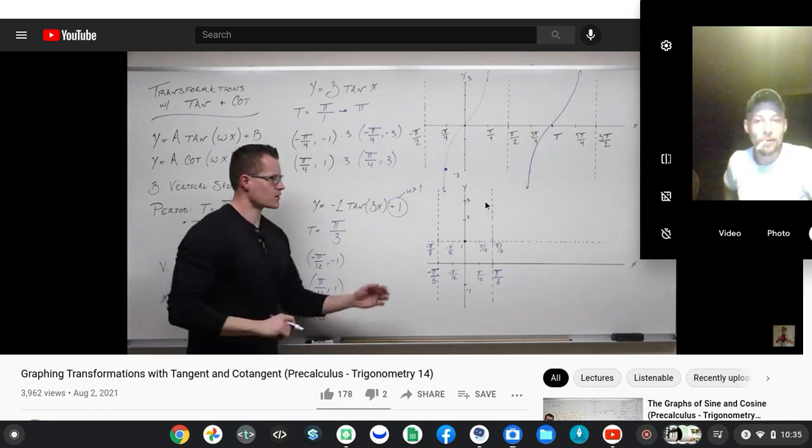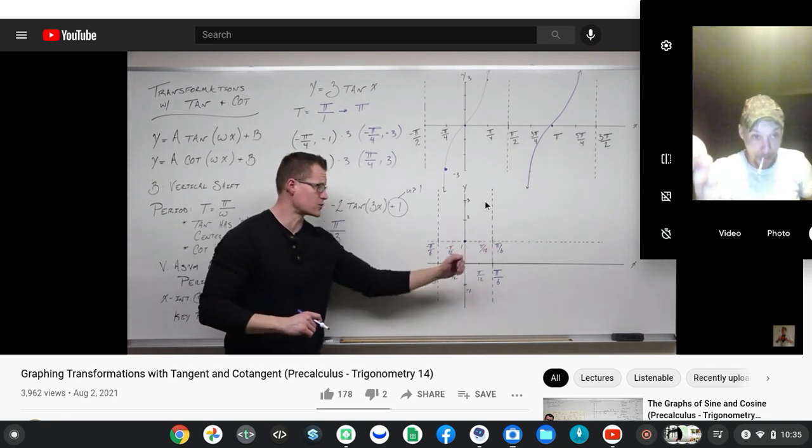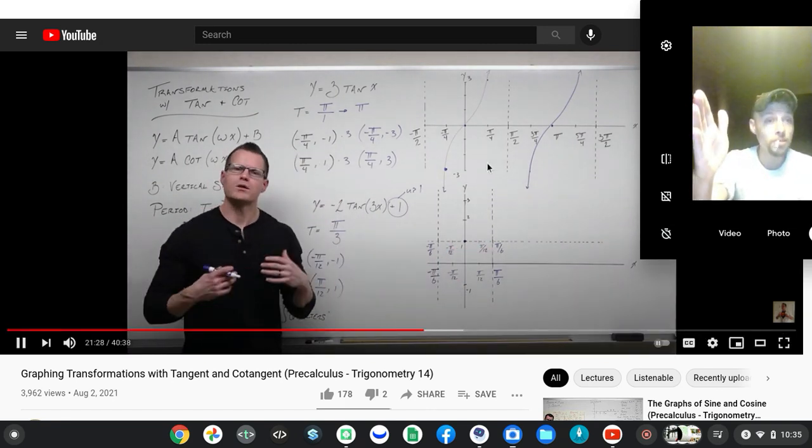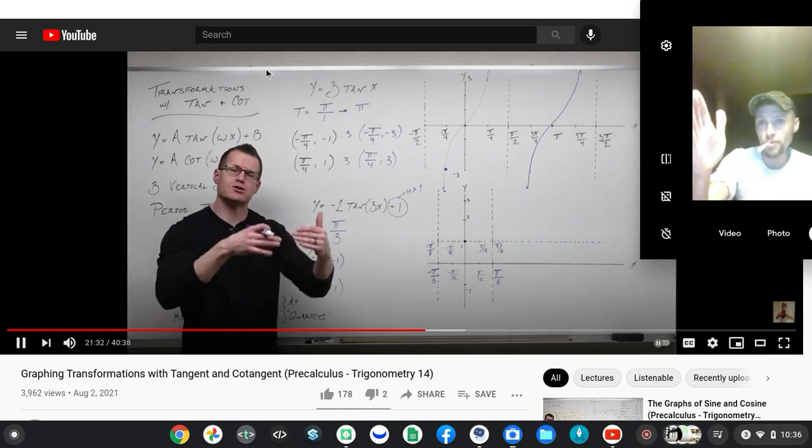I'll walk in that first quarter of our period and it is negative pi over 12, and our third quarter is positive pi over 12. Now, there's a difference between our original key points and what actually happens when they manipulate the graph.